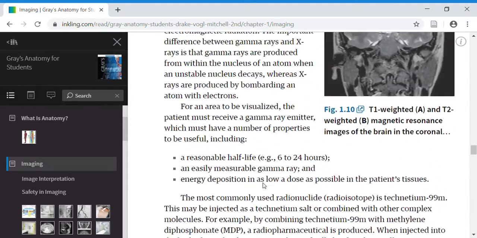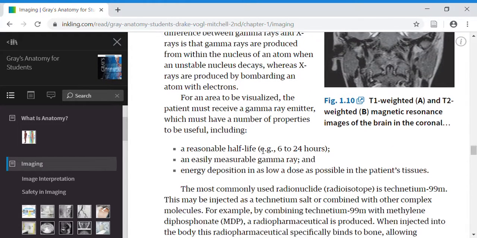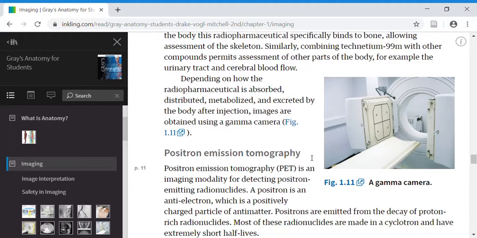Another one is nuclear medicine imaging. You use some radioactive substance, for example technetium-99m with methylene diphosphonate. That's a good contrasting agent. So radioactive substances are used.